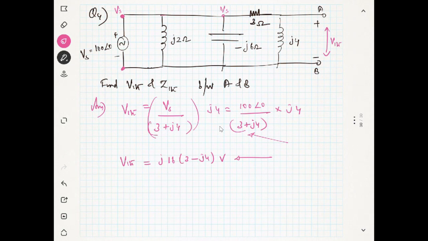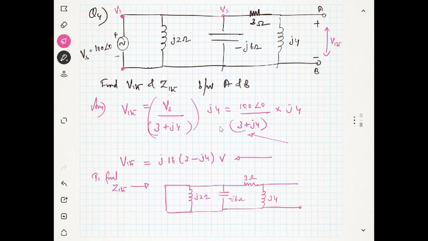And Zthevenin, how to find the Zthevenin? What you have to do is short circuit the voltage source. Then there is an inductor which is J2 ohm, there is a capacitor which is minus J6 ohm, now there is a 3 ohm resistance, and there is a J4, and you have to look from here. What is the short circuit resistance? It is just 0 ohm, right? Yes.